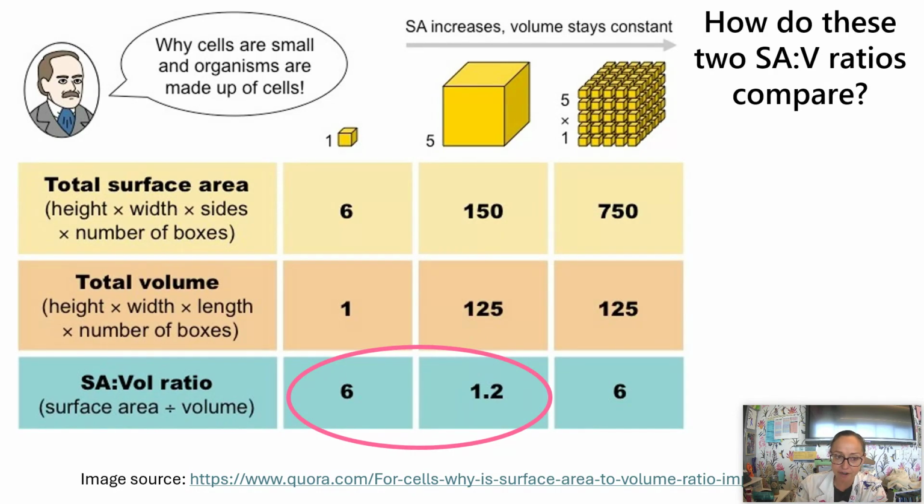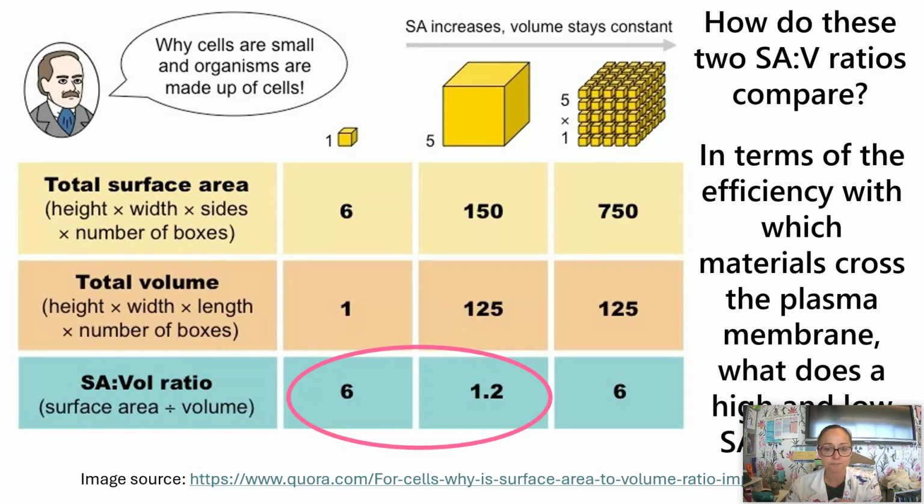So how do they compare? Well, the smaller cube has a larger surface area to volume ratio compared to the large cube in the center there. So in terms of efficiency with which materials cross the membrane, what does a high or low surface area to volume ratio mean? When you calculate a larger surface area to volume ratio, it means it's more efficient. There's more surface area compared to the volume, and therefore, let's just take simple diffusion, for example, it's going to be more efficient at diffusion and exchanging those nutrients.